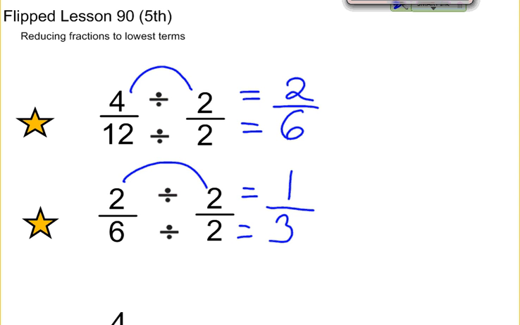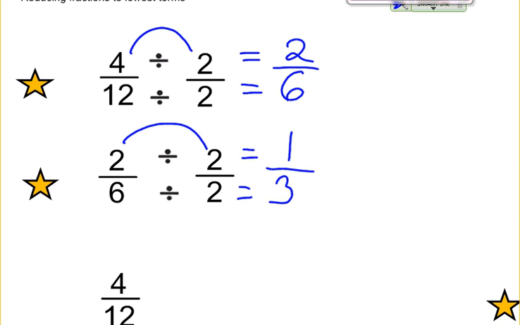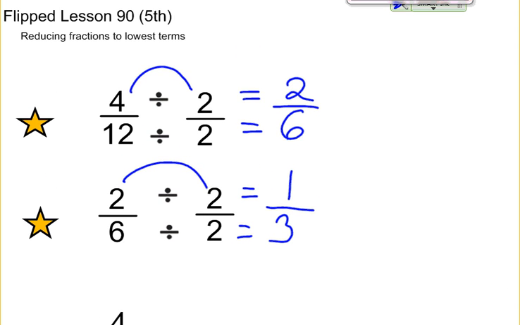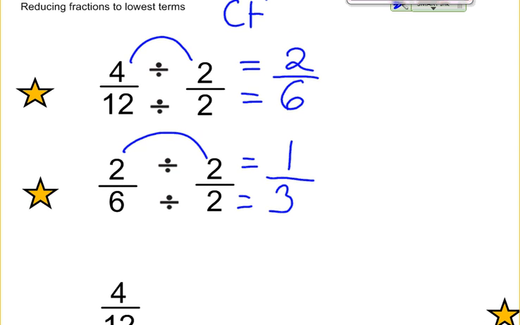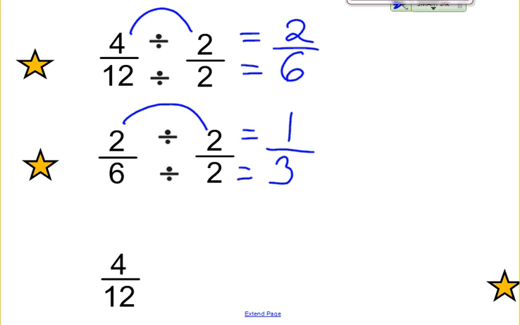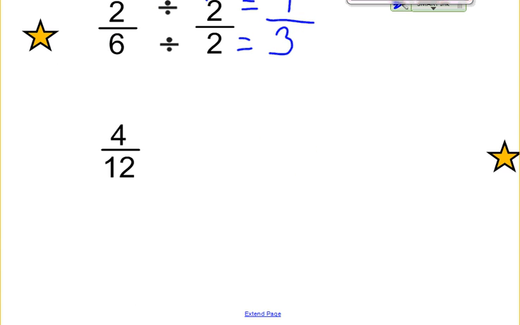Now you may have looked at this and said, well, I could have done that much faster. I could have gotten to 1/3 much faster. Because in our two-step problem, all we did was use common factors. However, if we want to get to the lowest terms the fastest, we want to use this idea, the greatest common factor. If we use the greatest common factor, we're going to get to the lowest terms the fastest.